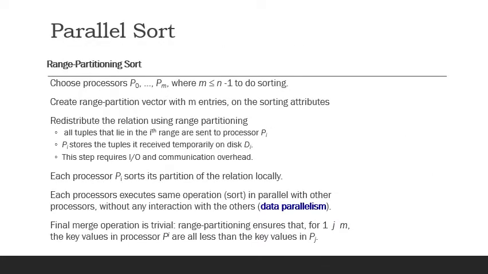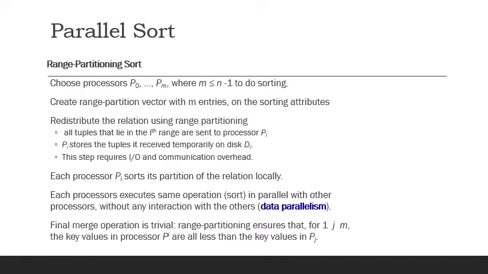Let's see parallel sort. Suppose that we wish to sort a relation that resides on n disks D0 to Dn-1. If the relation has been range partitioned on the attributes on which it is to be sorted, then we can sort each partition separately and can concatenate the results to get the full sorted relation. Since the tuples are partitioned on n disks, the time required for reading the entire relation is reduced by parallel access.